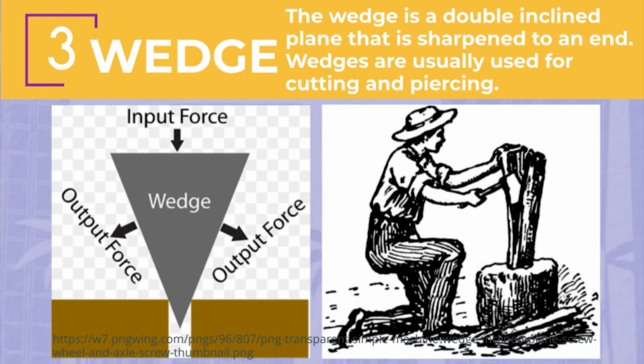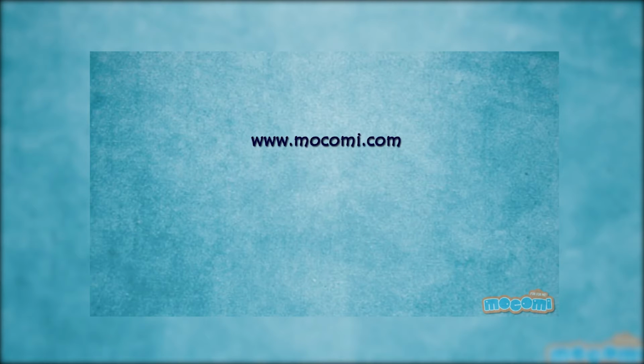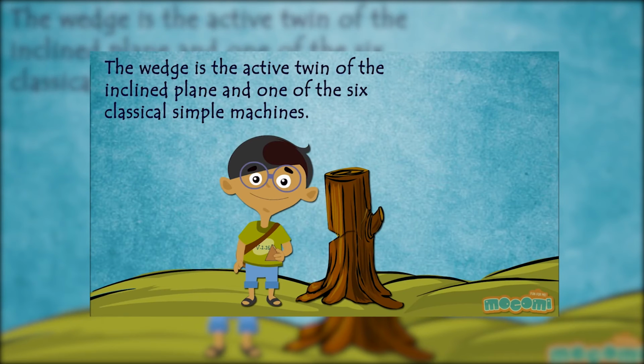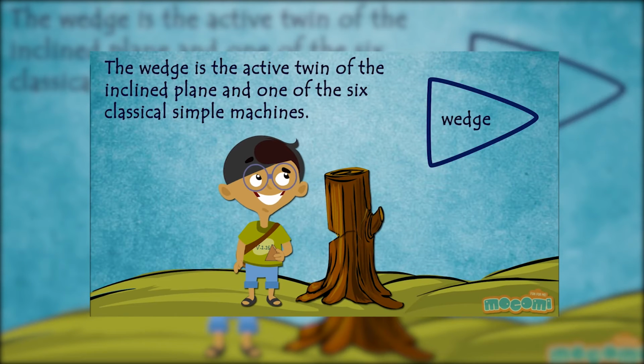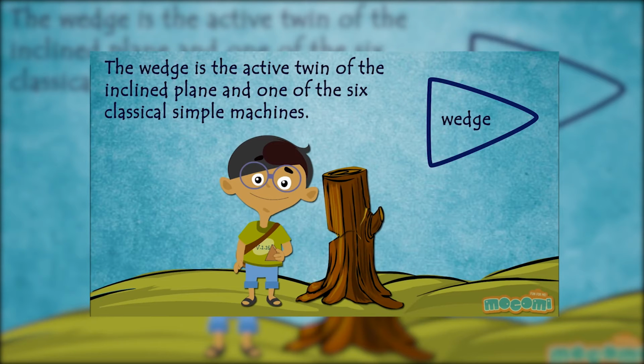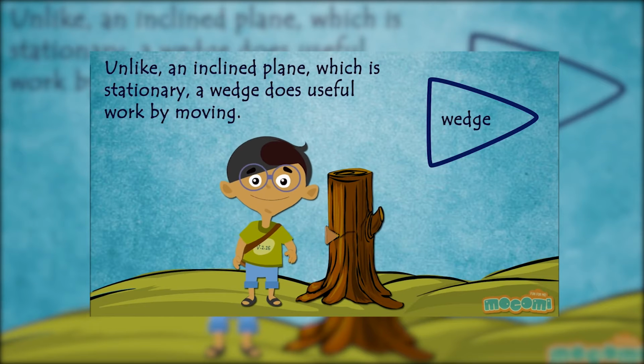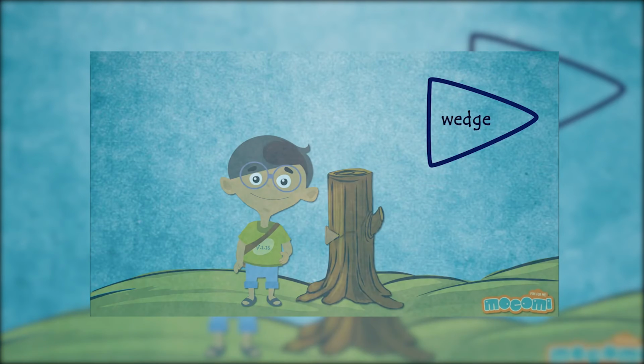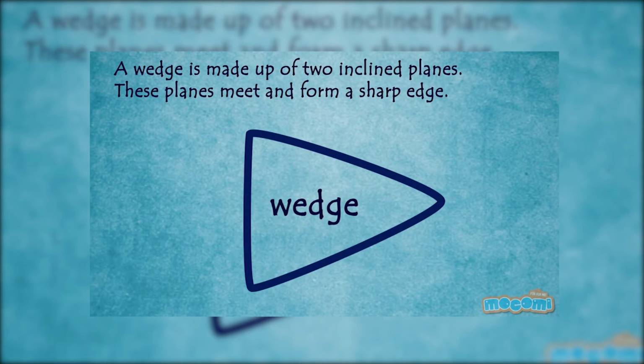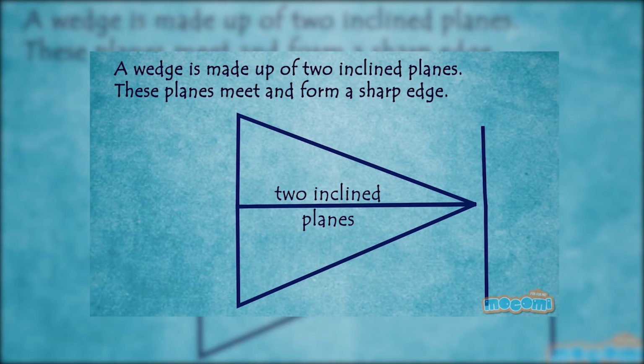3. Wedge. The wedge is the active twin of the inclined plane and one of the 6 classical simple machines. Unlike an inclined plane, which is stationary, a wedge does useful work by moving. A wedge is made up of 2 inclined planes. These planes meet and form a sharp edge.